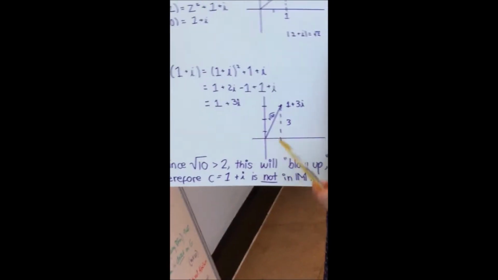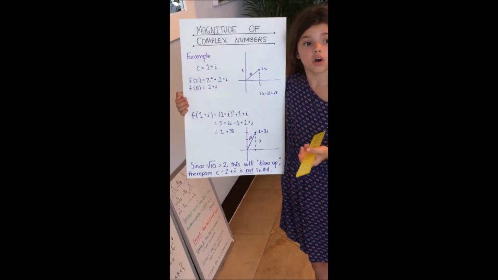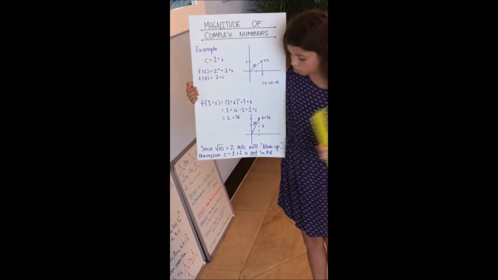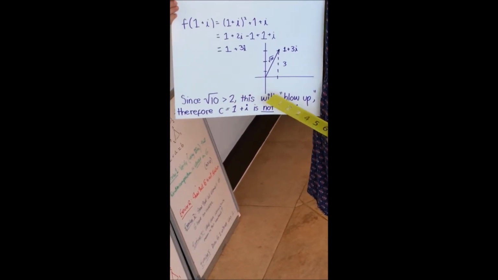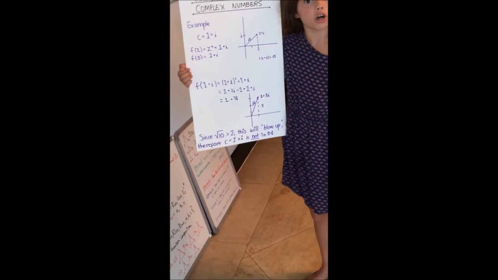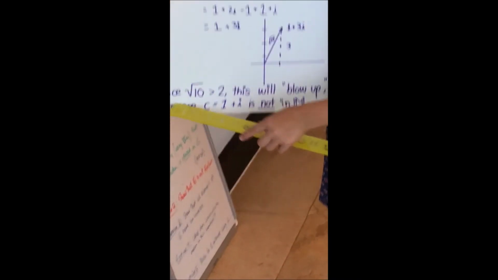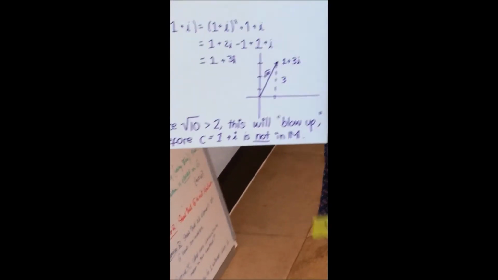And there we have the problem. The square root of 10 is a little bit over 3, so that means that it is greater than 2. Since the square root of 10 is greater than 2, this will blow up. Eventually it will go to infinity. And therefore, c equals 1 plus i is not in the Mandelbrot set.